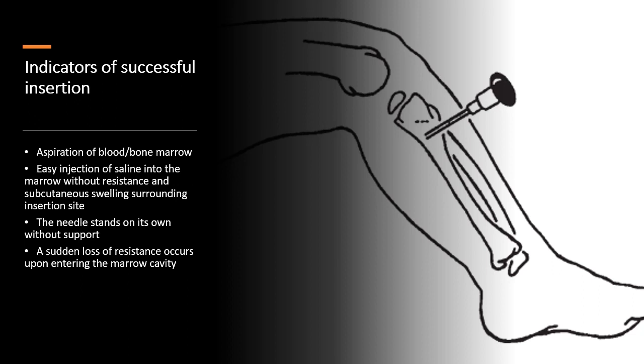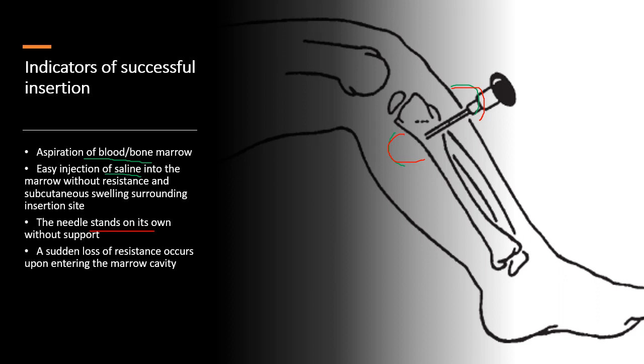So what are the indicators of successful insertion? How are you going to know you are in the marrow space and not anywhere else? Once you remove the stilette and try to aspirate, you will see that you are aspirating blood or bone marrow with few bits. You will be able to inject saline into the cannula easily without resistance, and you will not have any swelling of the surrounding structures. If you have swelling of surrounding structures, it means whatever you are instilling is going into the subcutaneous tissue. You should stop. Alright, and the needle should be able to stand on its own without support.